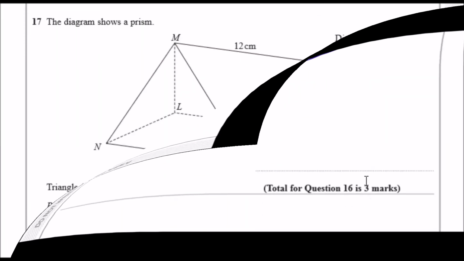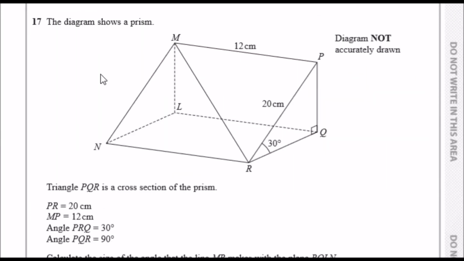Okay, guys. Question 17. So here the diagram shows a prism. Ooh, 3D trick, isn't it? Triangle PQR. So this right angle here has the following dimensions: 20 centimeters across, an angle 30, and across it PM is 12, whereas PQR, this part is a right angle. So this one looks like a typical Pythagoras theorem or 2D trigonometry, the regular trig.